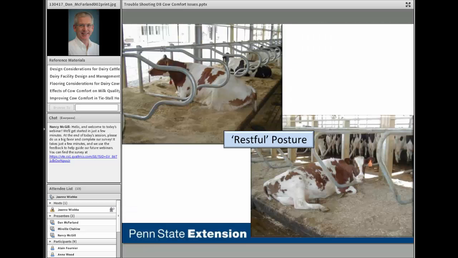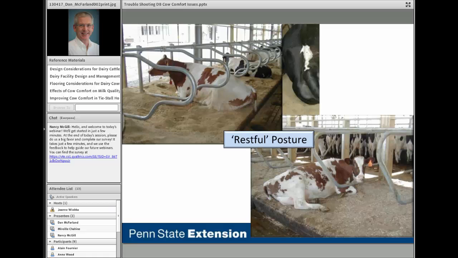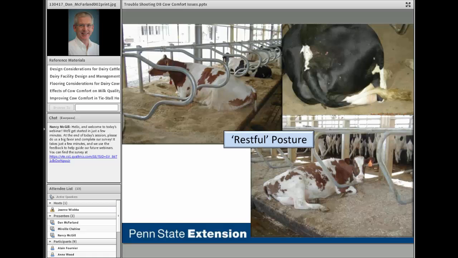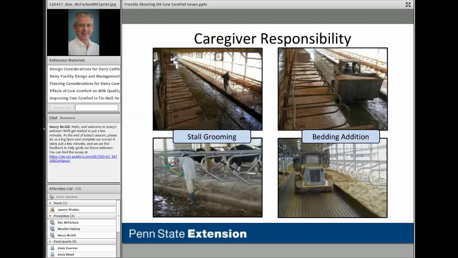Where I like to see the cows, and it's often hard to convince producers of this, is they're resting maybe 4 to 6 inches ahead of the rear curb. This is what is often referred to as a restful posture. That leg movement almost stops. The cows are up on the stall base resting comfortably and that tends to work very well. Also, in herds where cows have tails, they often bring their tail up on the stall bed if they're in this position. That can improve those hygiene scores and keep them a lot cleaner.